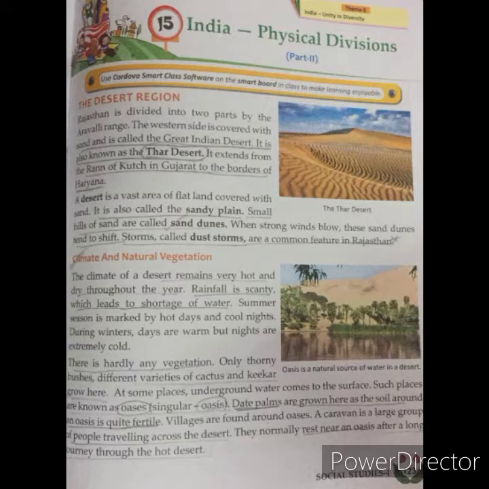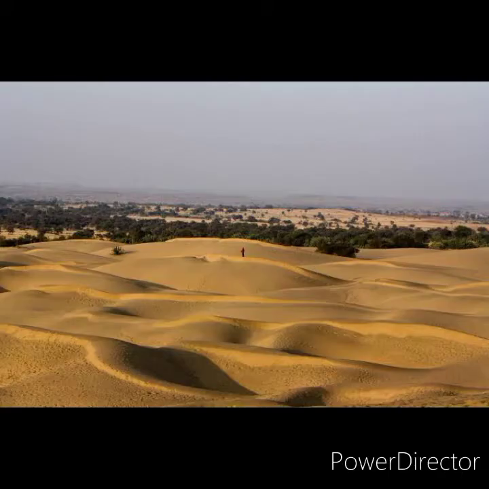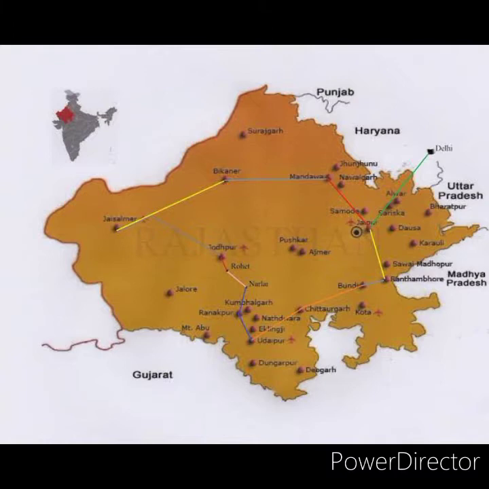The first topic which the chapter talks about is the desert region. Rajasthan has been divided into two parts by the Aravalli Range, where the western side is covered with sand and is called the Great Indian Desert. Another very famous name for the Great Indian Desert is the Thar Desert, which extends from the Rann of Kutch in Gujarat to the borders of Haryana.